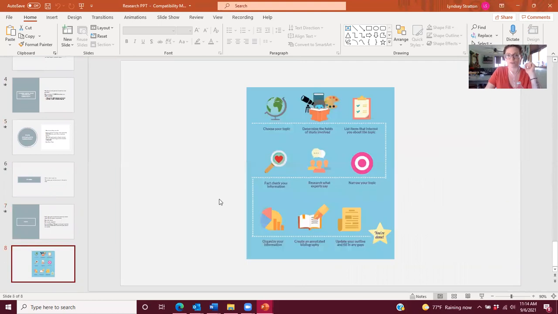And here's a fun graphic for you. Choose your topic. Determine the fields of study involved. List the items that are interesting, narrow your topic down, research what the experts say, fact check your information, organize it, create a bibliography or a works cited page, and then update your outline and fill in any gaps and do your paper. Bam. Now let's talk about thesis statements.